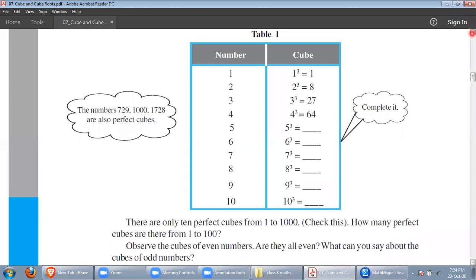Is it okay? Yes. Now again, for odd numbers, it gives odd numbers, and for even it gives even numbers. You know why? This is because when we multiply an odd number by an odd number, you will get an odd number, and when you multiply an even number by an even number, you will get an even number.